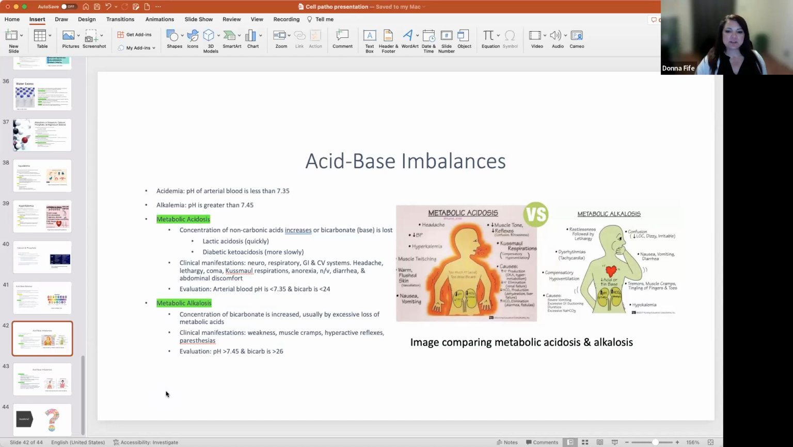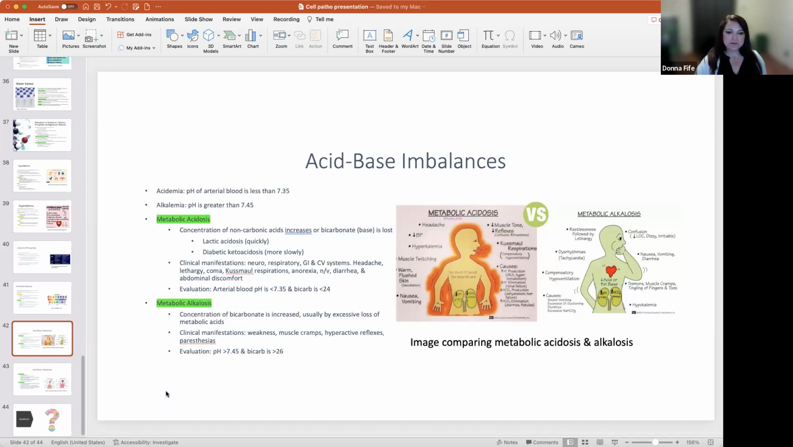Clinical manifestations involve the neurological, respiratory, GI, and CV systems. Patient might have headaches, lethargy, coma, small respirations, anorexia, nausea, vomiting, diarrhea, and abdominal discomfort. Evaluation: we're going to check the arterial blood gas, pH less than 7.35, and bicarb less than 24.